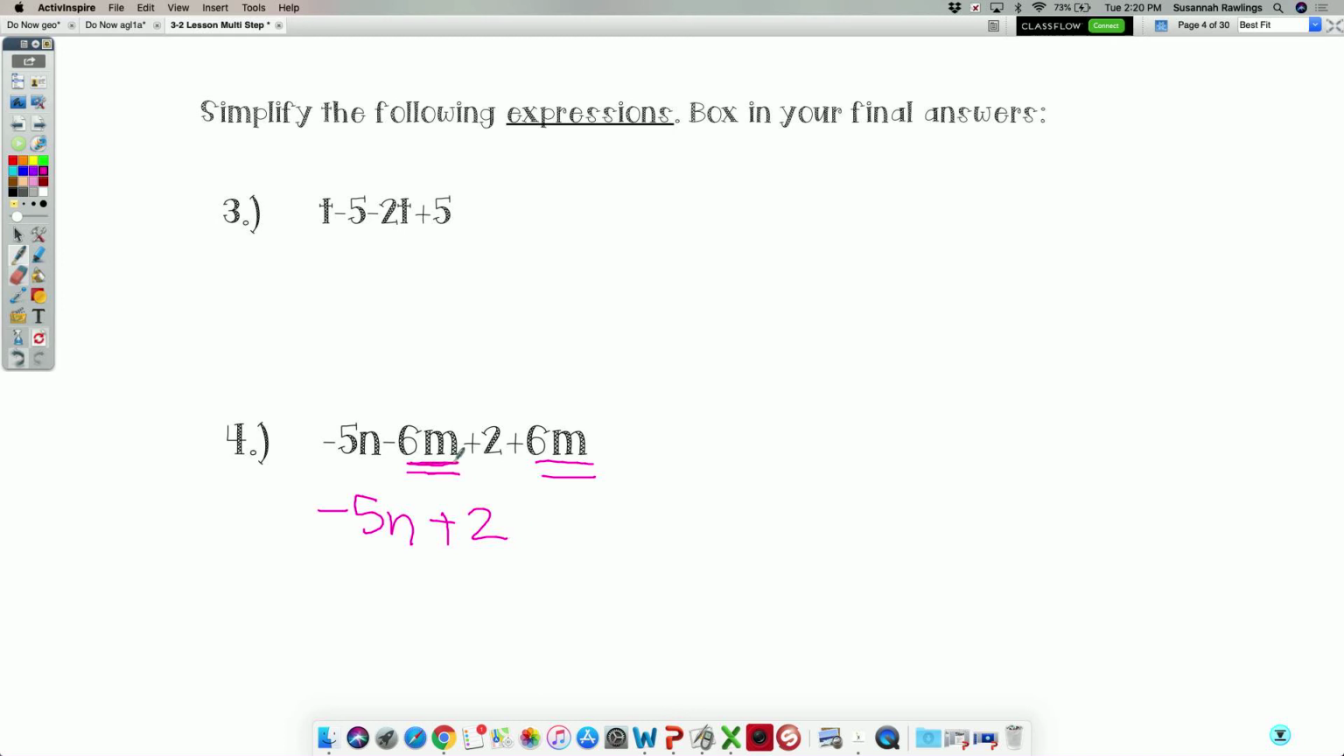So I have a negative 6m and a positive 6m. What does that leave me with? If you owe someone $6, now you're paying them back $6. How much do you owe them? 0. You owe them nothing, right? So do we have to write 0? No. So that would be my final expression. Cannot combine them if they're not like terms.